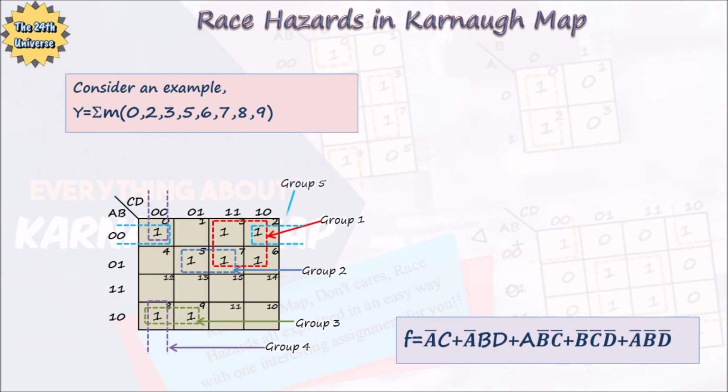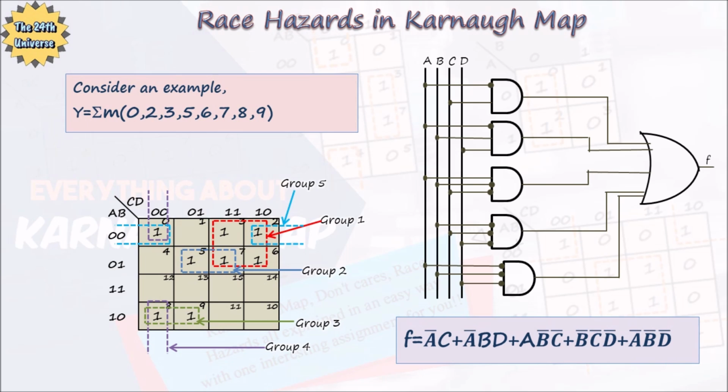In order to overcome this condition, just make them into a group and include another product term in the Boolean expression. So the simplified Boolean expression with the race condition resolved is F = A'C + A'BD + AB'C' + B'C'D' + A'B'D', and this is the respective logic circuit design. This additional term does nothing but just be there to save us from the glitches that might arise later.